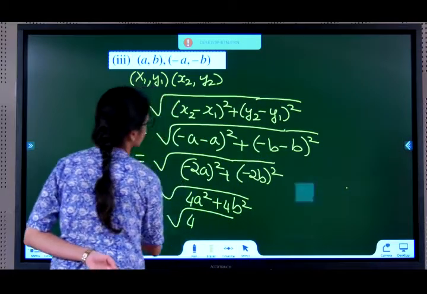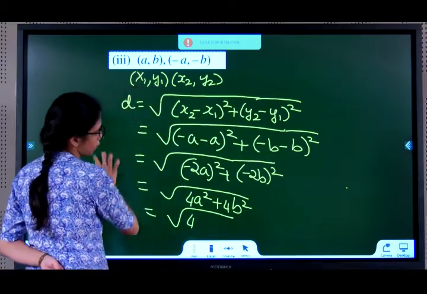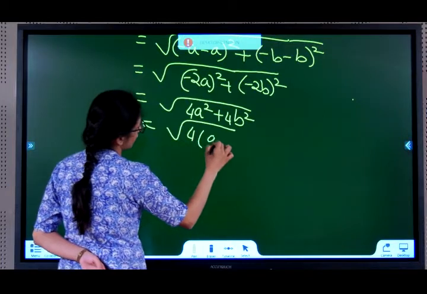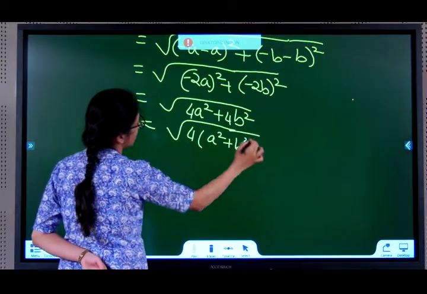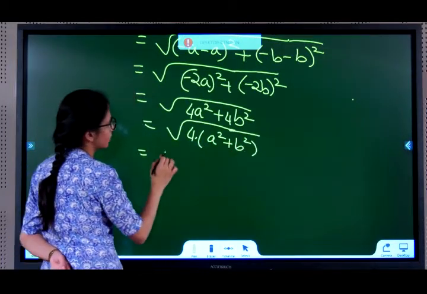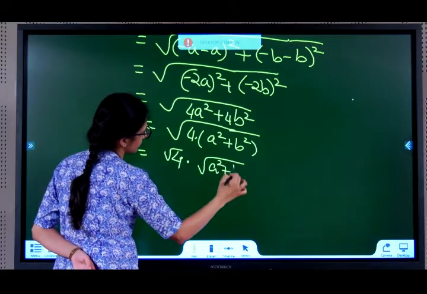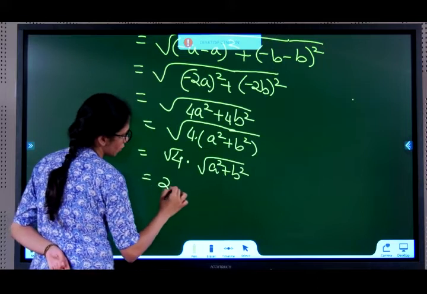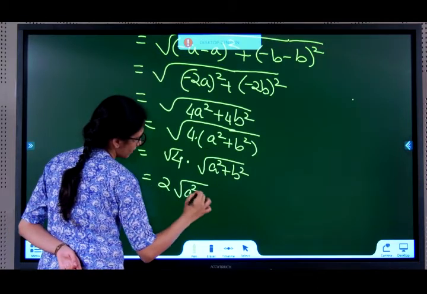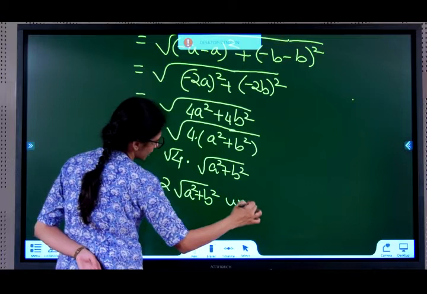So, what we are going to do here is, we take 4 common. So, you are left with a square plus b square. Now, this is multiplication, I can split the root. Root 4 into root a square plus b square. Root 4 is 2. 2 root of a square plus b square units.